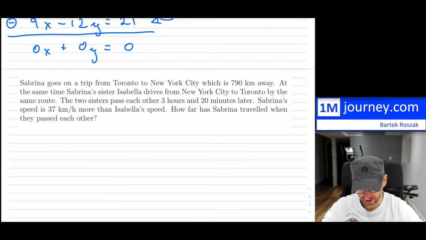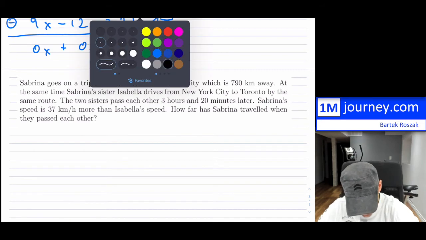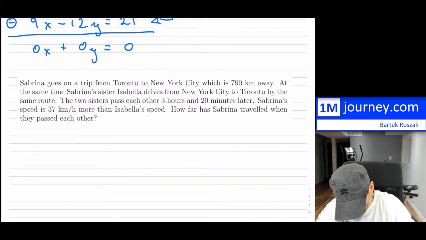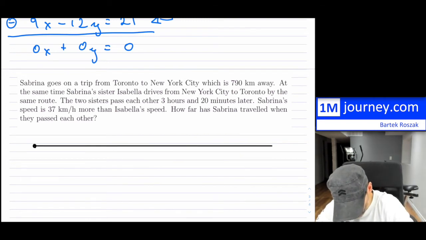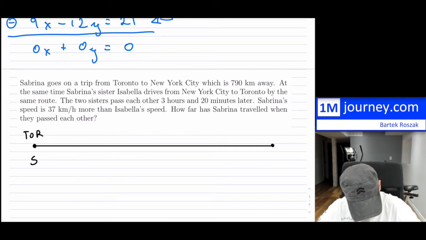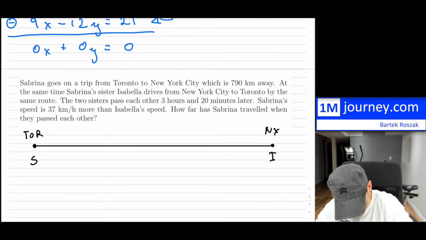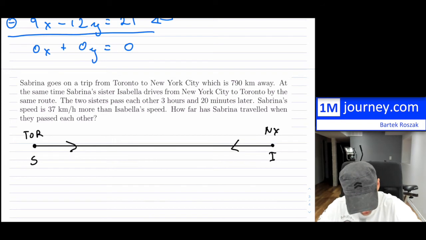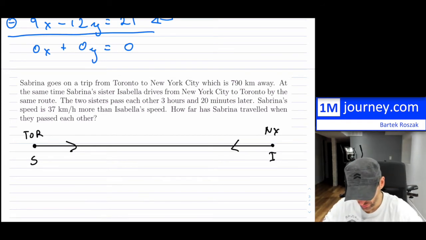All right. So whenever you're stuck, and you're doing these questions, it's nice to draw these things out for yourself. So let's say, here is Sabrina. So this is Toronto. Here is Isabella. Here is New York. So one is driving in this direction, one is driving in this direction. Let's assume that they're taking the same path, the same route. That's what they say there.